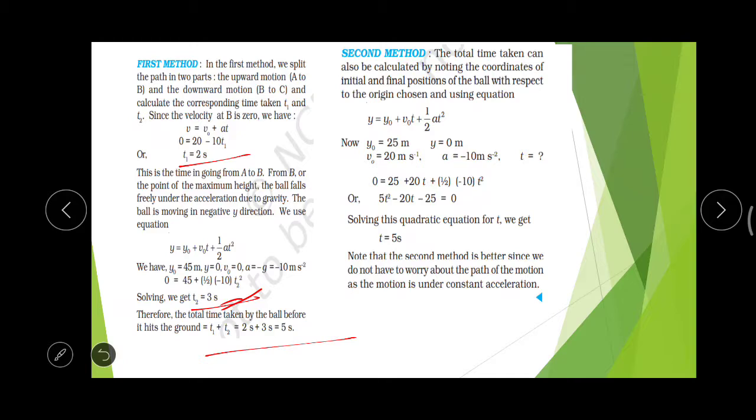Now a similar method is there in the second method. You just go through that one. We will discuss that in the coming section. In the second method, you are directly using the equation y is equal to y0 plus v0 t plus half a t square, and you are finding out the time required directly.